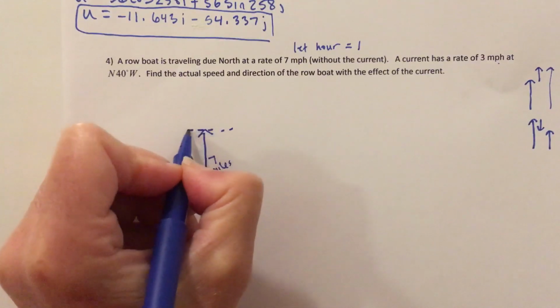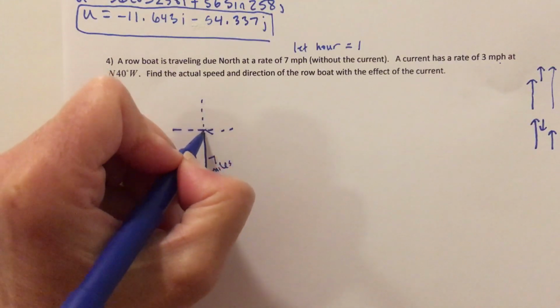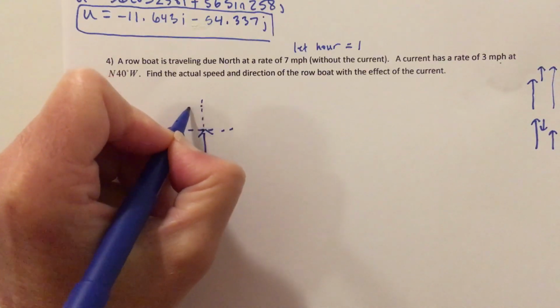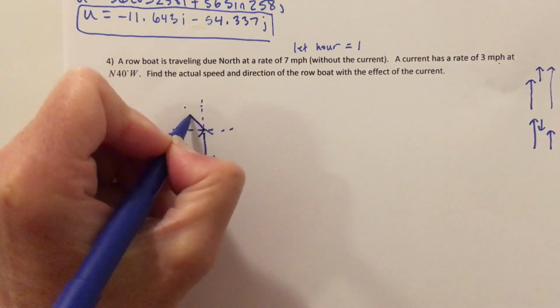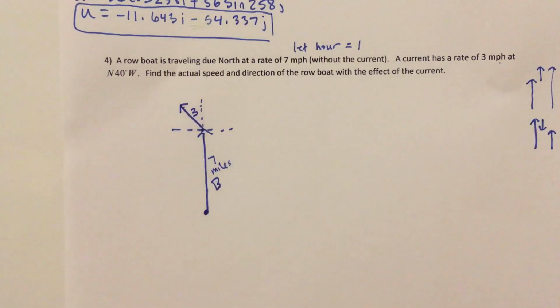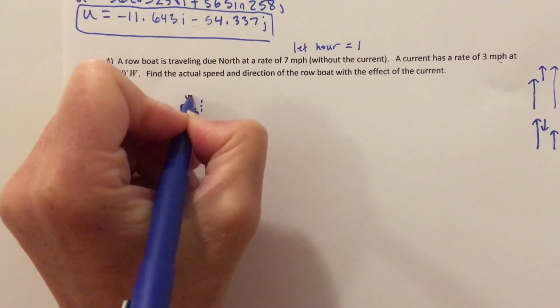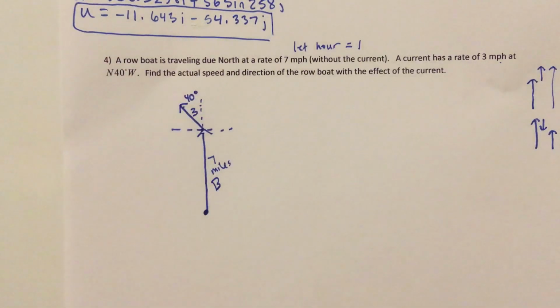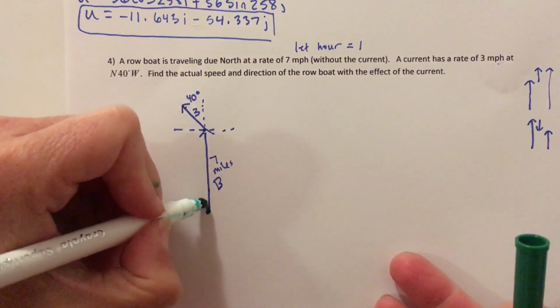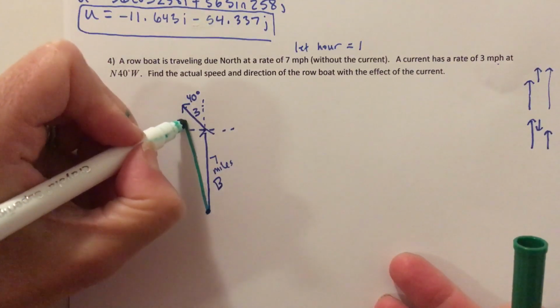You have to add it to the tip. So you take the tip of the boat and add the current, which is north 40 west, like here. Draw that one shorter because this one's only 3 miles an hour. This angle right here is 40 degrees. The result would be that the boat started here and ended up here.